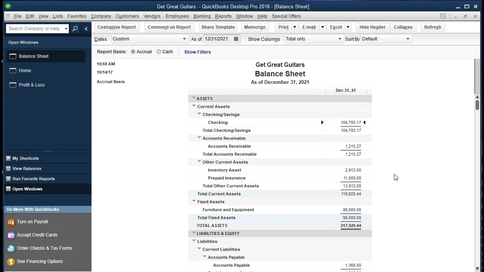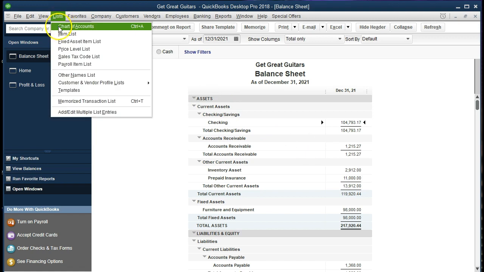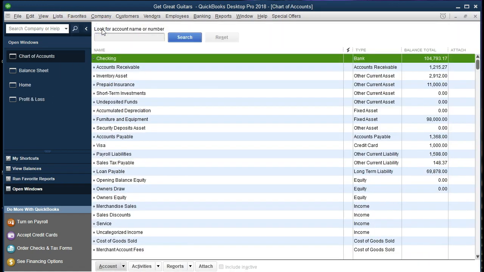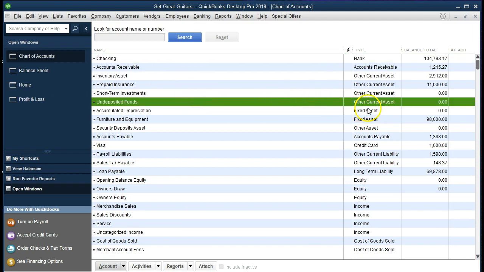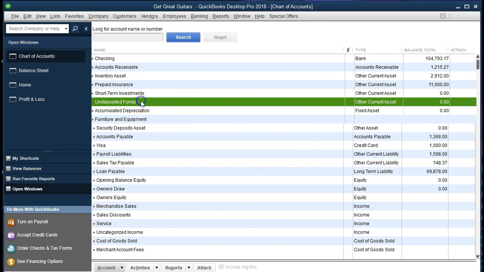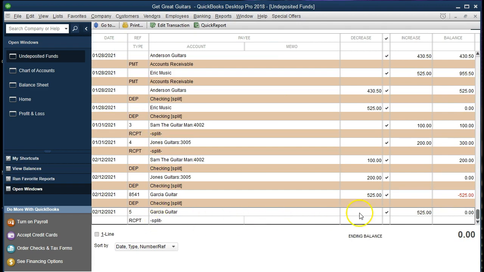That's what we wanted to happen, but if we want to verify and look at the activity in the undeposited funds, one way to do that would be to go to Lists at the top, go to the Chart of Accounts, and then look for that undeposited funds, and we'll look at the activity within it. So it's recorded as an other current asset, so it should be at the top. If we just double click on that line item within the lists, we'll see the activity. There it is. There's the deposit, which decreased the undeposited funds to 0.